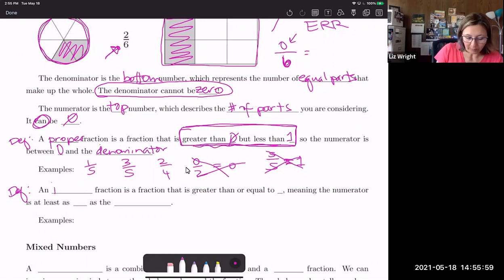An improper fraction is a fraction that is greater than or equal to 1. Greater than or equal to 1. So that means that your numerator is at least as big as the denominator.